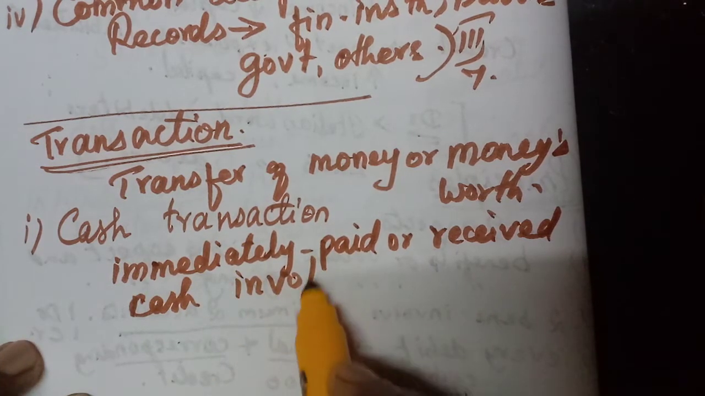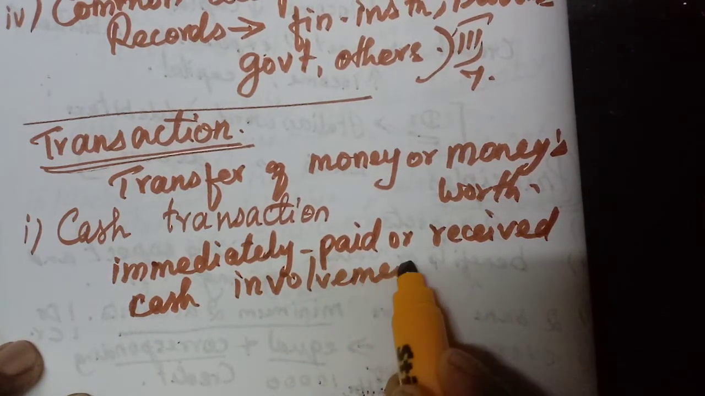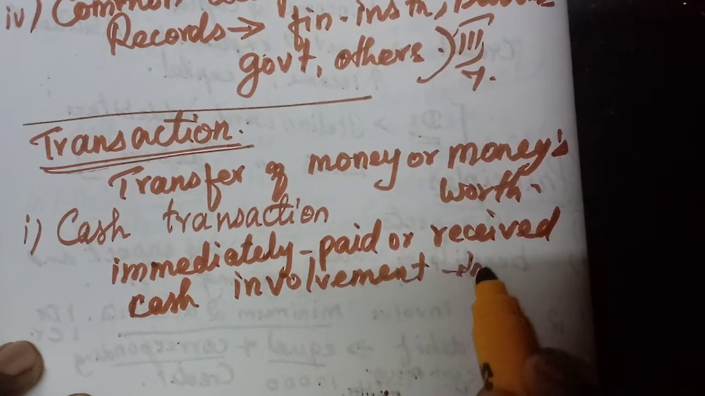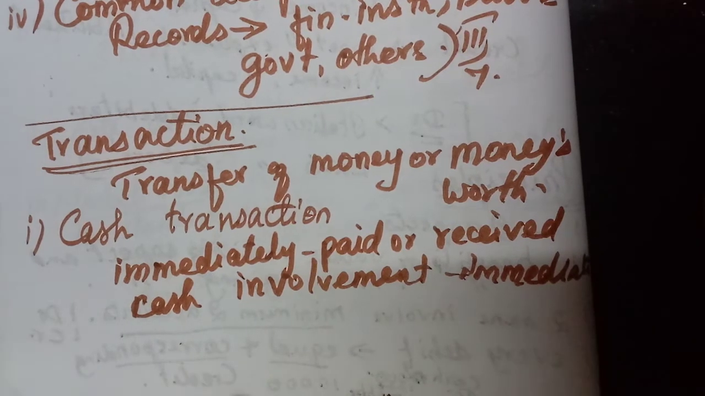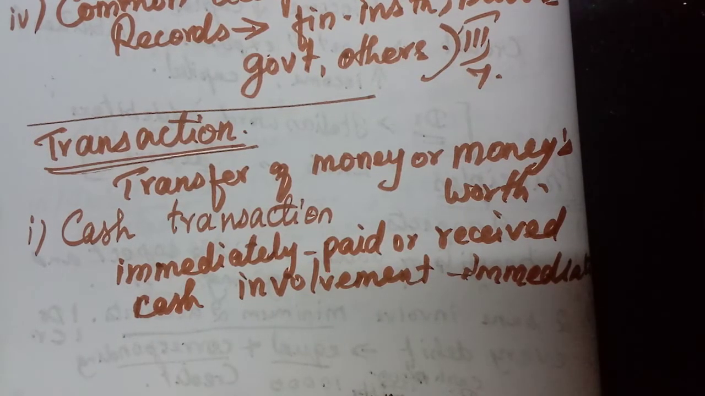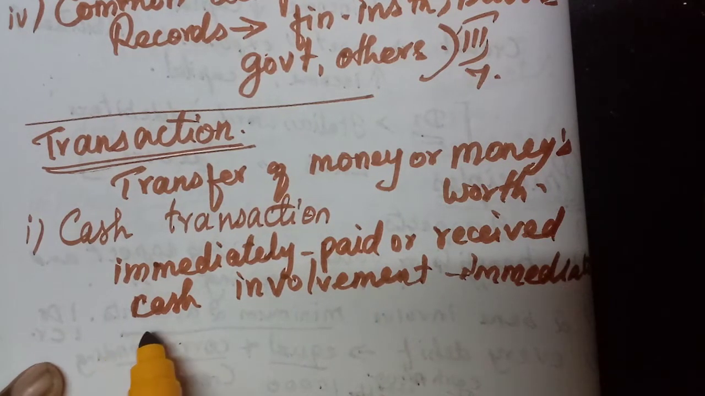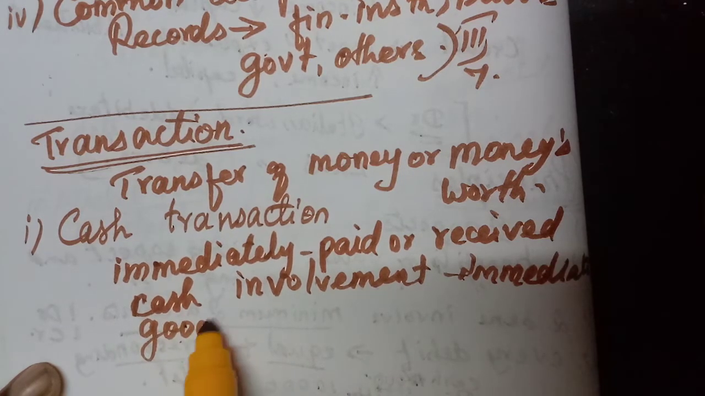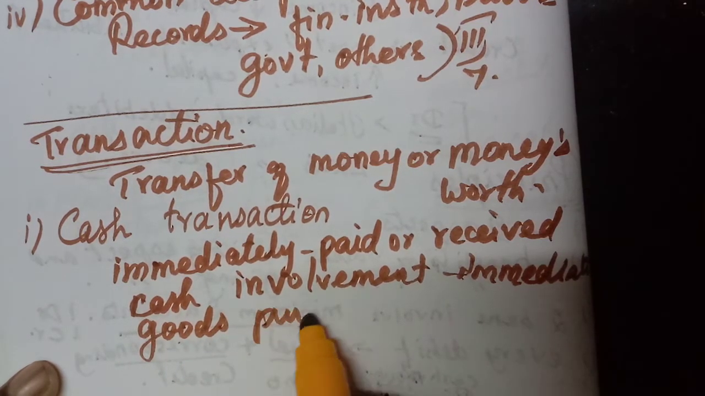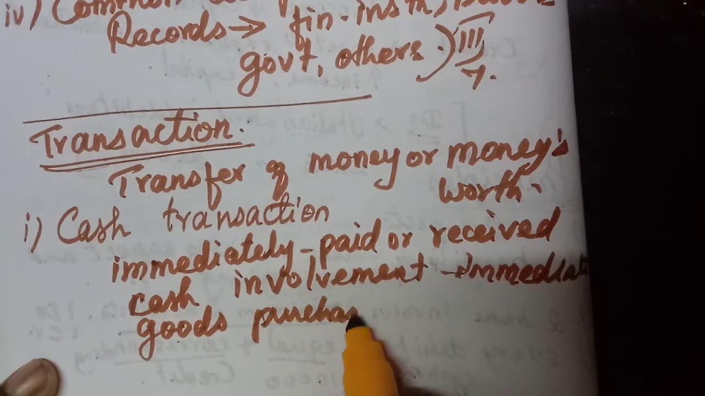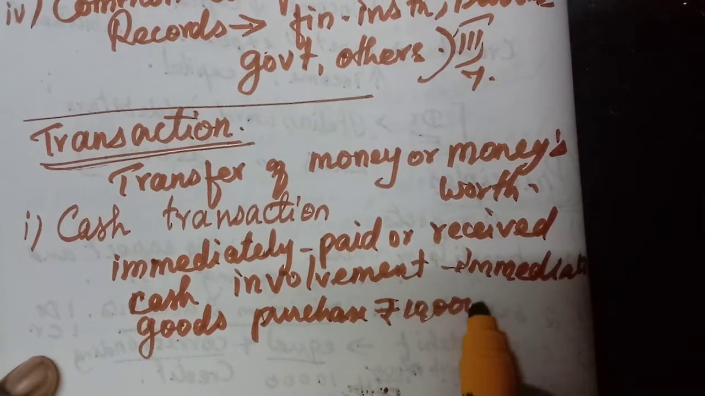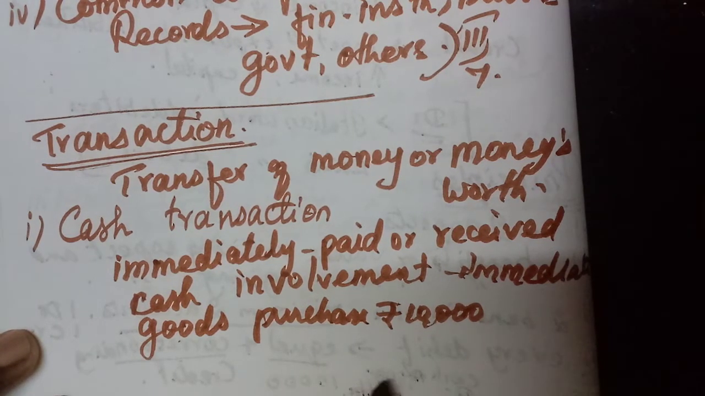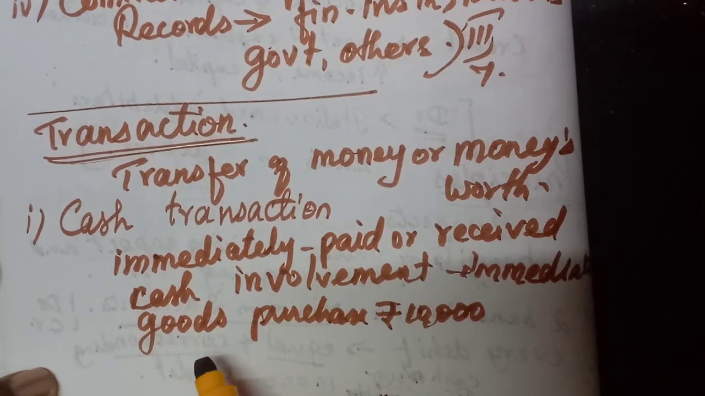If we purchase some asset or some goods, for example, if we purchase goods worth rupees 10,000, here in this, it is called cash transaction.